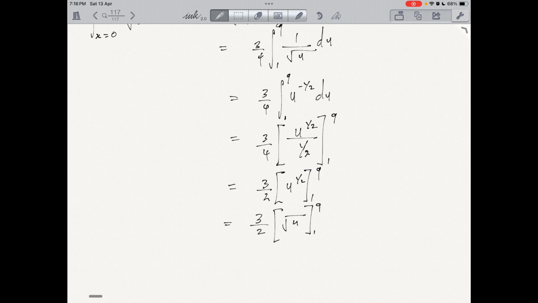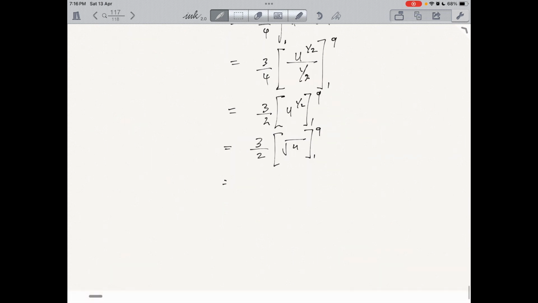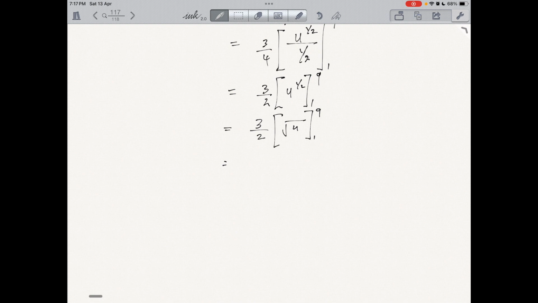So let's substitute our upper limit and lower limit, noting that the limit has changed from x to u. So we have 3/2 of square root of 9 minus square root of 1. And that is 3/2 into 3 minus 1. And this will give us 3/2 into 2. And our final answer will be 3. So change of limit reduces the stress in simplifying further after doing algebraic substitution.